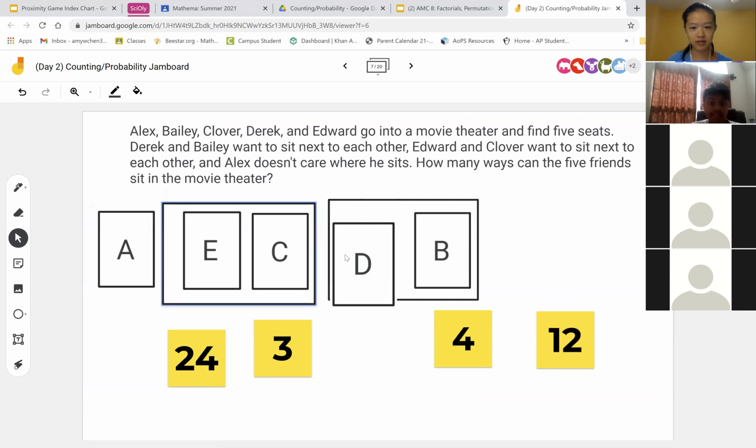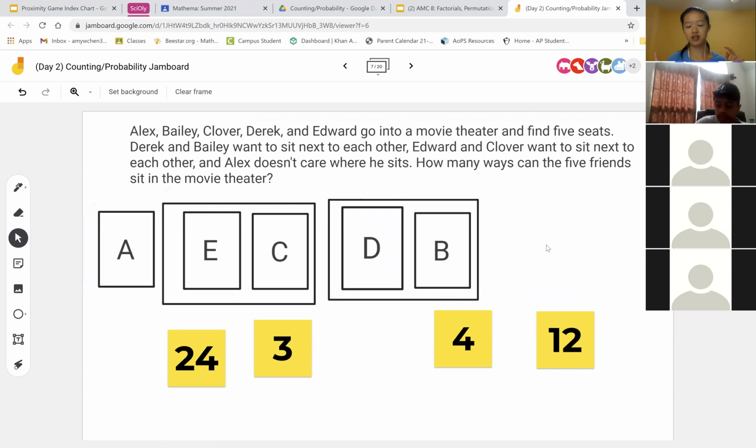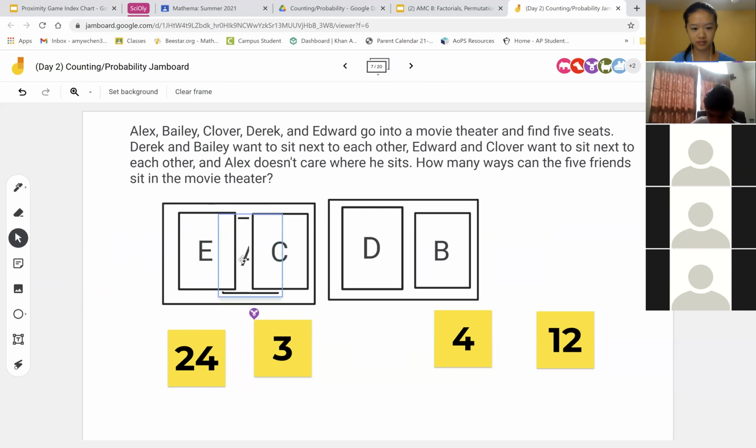Okay. Wow. And you know what? Hold on. Let me ask you. Why did you do them as 3 people and not individual people? Because it doesn't matter that they're individual people, because there's three possible seats, kind of, because one can't sit in between. Say there's 5 seats. Alex can't sit in between Edward and Clover or Derek and Bailey. So it's basically as if there were only 3 people, really.